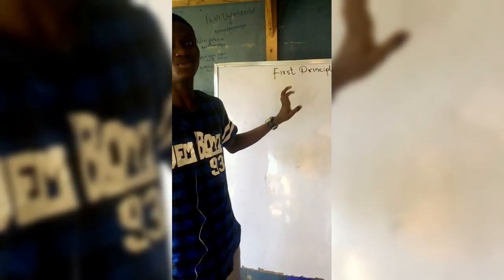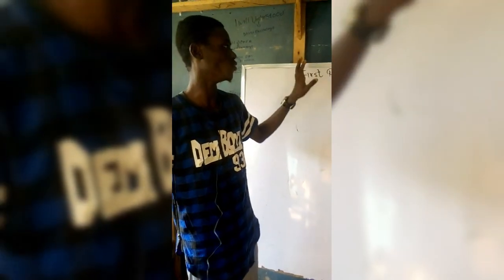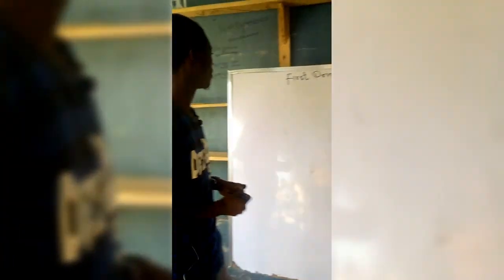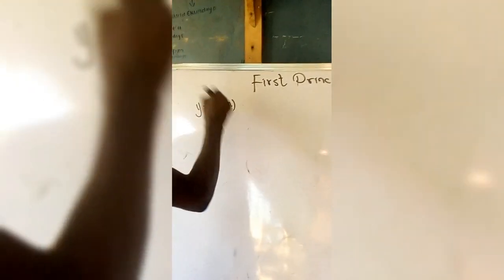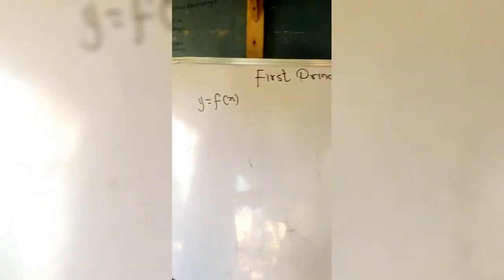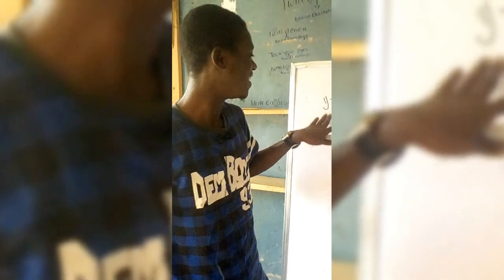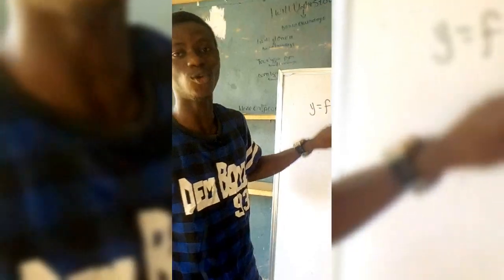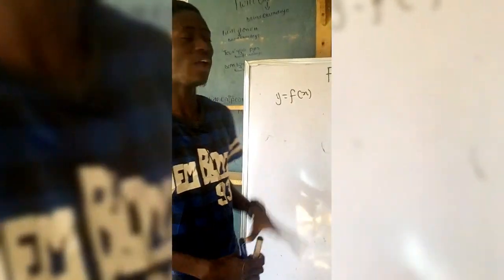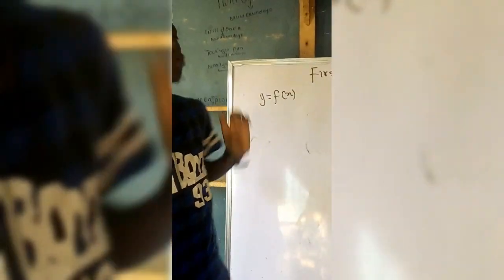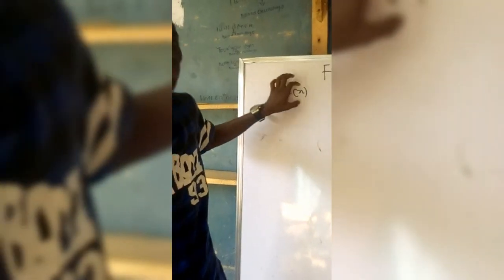So we're looking at first principle, a method to solve differentiation. Now, first principle is, for instance, when we have a function, y is a function of x, it implies that y is dependent on x, and x is an independent variable, while y is a dependent variable. So the value of y depends on the value of x.